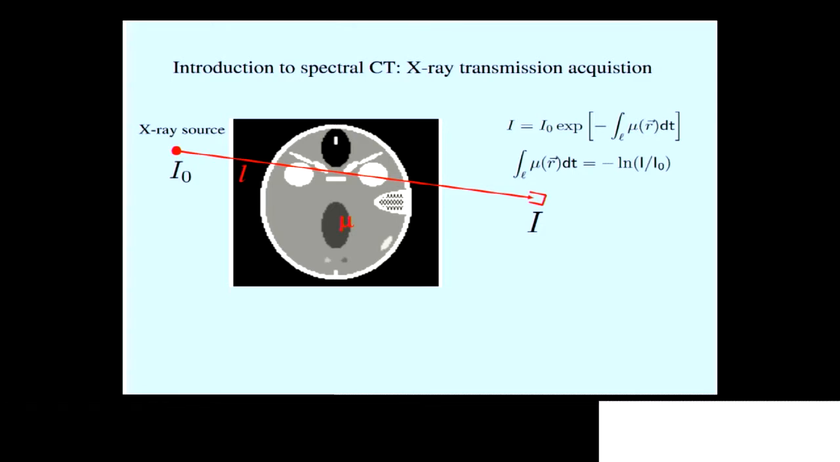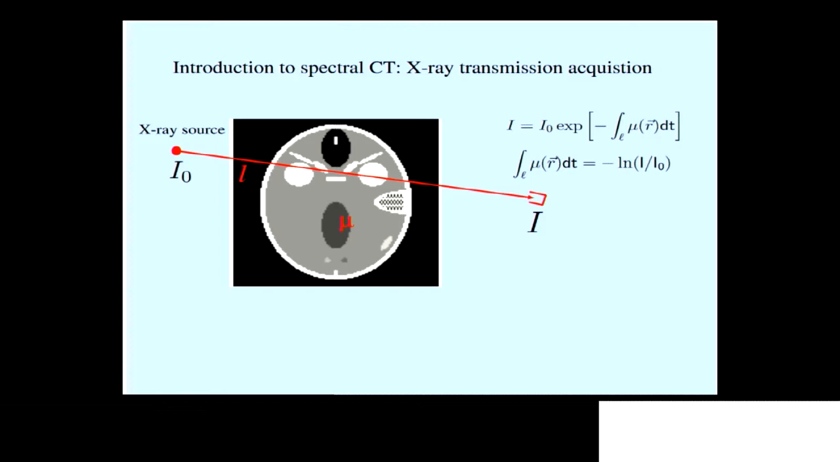But okay, as far as the data modeling goes for CT, it's very simple. All we're doing is we're shining X-rays at the object and detecting the transmitted intensity. And it's just a straight line path. So you have an X-ray source here emitting X-rays at intensity I0, and you detect them at intensity I.